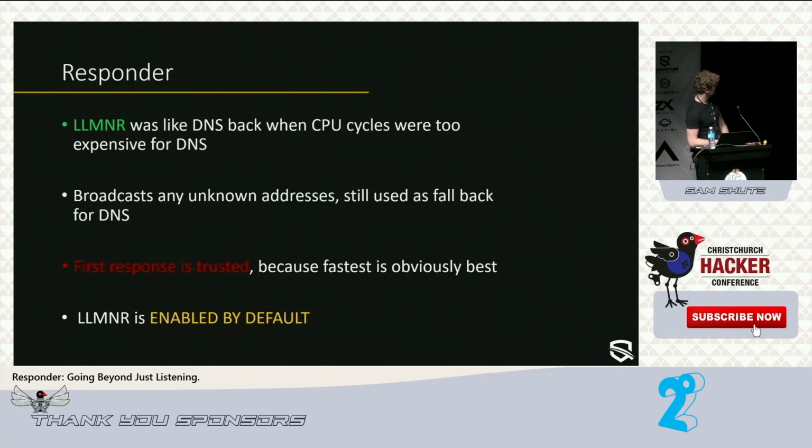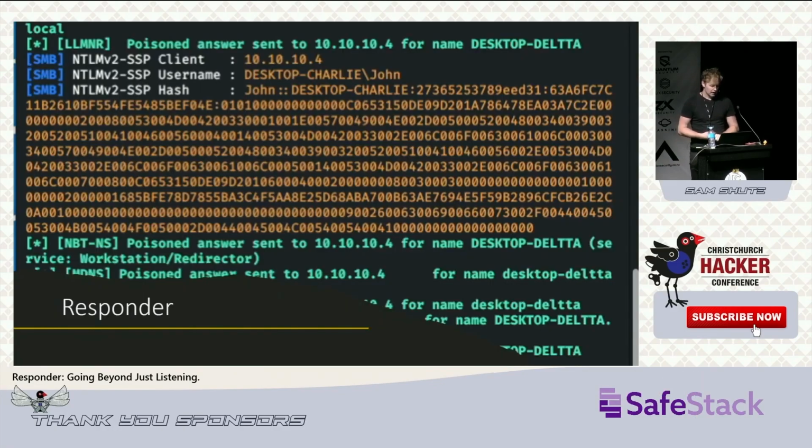Something to add is that this is enabled by default, so unless you explicitly turn this off in your system, you're probably still vulnerable to this. Then you'll get a hash that looks like this show up in your Responder instance, which is great because we can take those offline and crack them and get the user's clear text password and then own everything. It also supports a bunch of other protocols outside of SMB, like FTP and SQL and HTTP, but we're not really going to talk about those today.